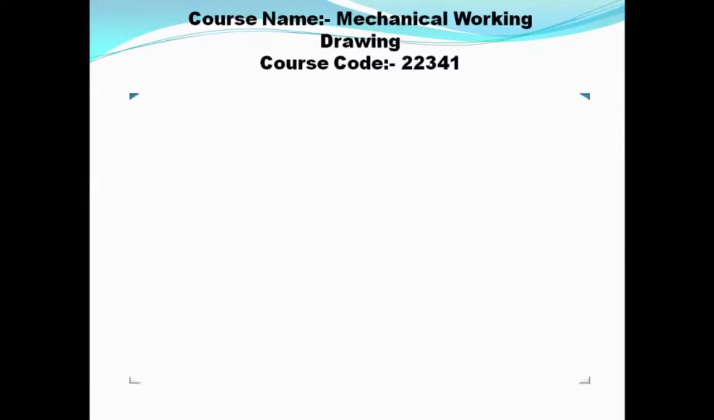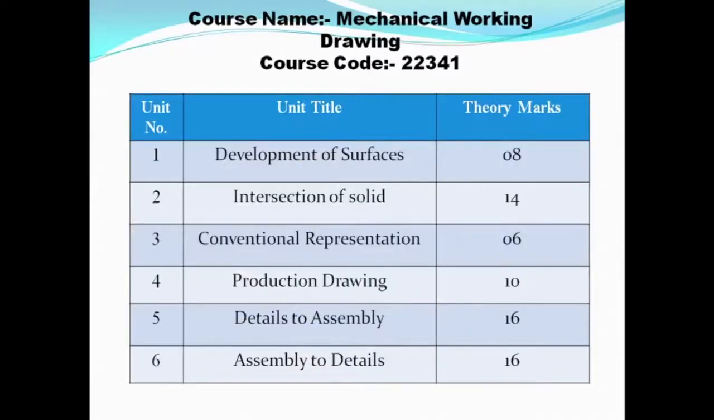Next is the unit contents. There are 6 units. The first unit is the development of surface, which carries 8 marks. Next is the intersection of solids, given 14 marks. The conventional representation has a 6 marks weightage. The production drawing has a 10 marks weightage. Detail to assembly has a 16 marks weightage, and assembly to detail again has 16 marks weightage. Adding all these together we get 70 marks.